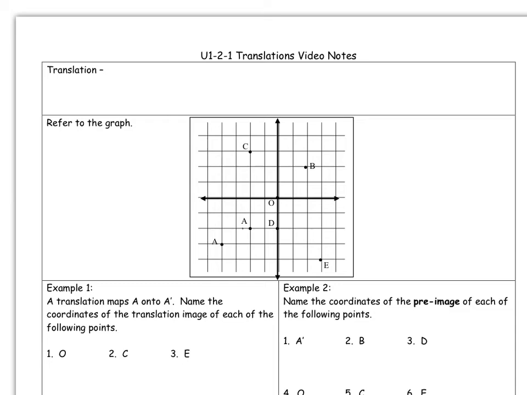Okay, the set of notes you should have in front of you should say Unit 1-2-1. The 2 stands for the second set of notes for this unit. And the first type of transformation we're going to talk about is translations, which really is a slide. Sometimes it will be referred to as a glide, but a translation, all it does, it slides a figure or a point a fixed distance in a given direction.